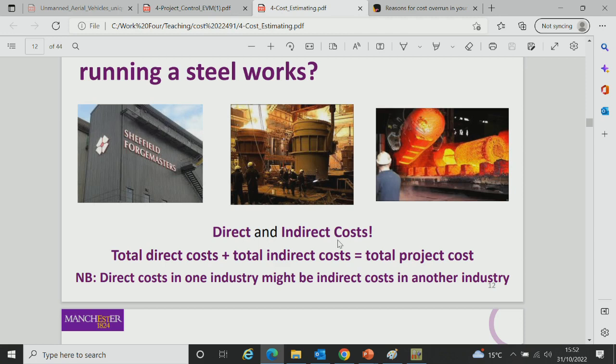Now, anything else which is supporting the project, like the building the project's taking place in, it might be sharing that building with other projects or business as usual. You might have things like human resources or training, which are also working with other projects and business as usual. The parking, the heating, the lighting of the building. All these things are termed indirect costs.